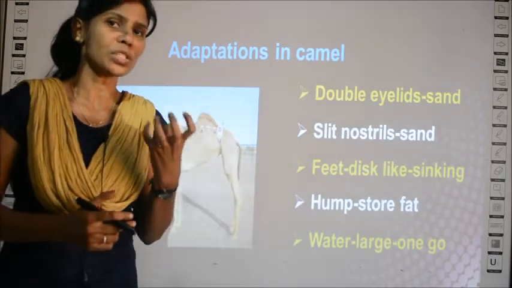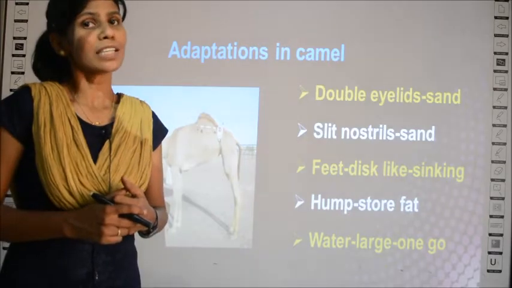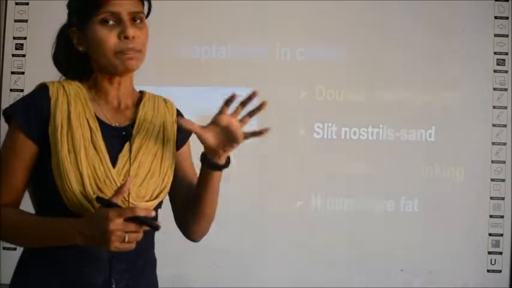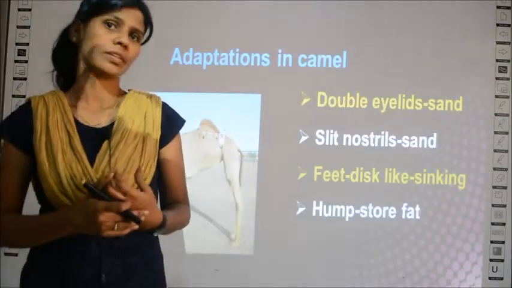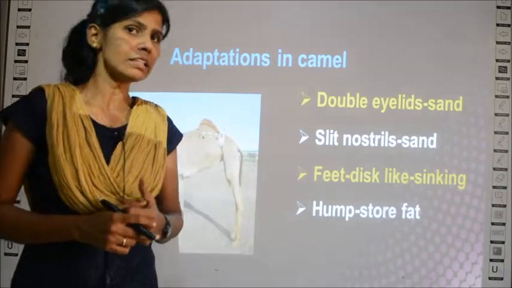Hump stores fat. So the fat is all stored in the hump, and whenever there is no water, when water availability is not there, this will help the animal to survive. The presence of fat will help the animal to survive during the conditions when there is lack of water. So this is about the hump.